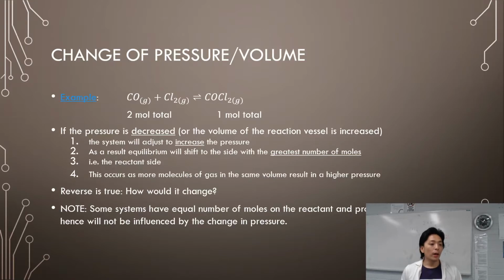Okay, i.e., in this case, the reactant side. This occurs as the molecules of gas in the same volume result in higher pressure. Because you decrease the pressure as you opened up more room for them, more molecules want to occupy the room that's empty in order to increase the pressure again, because that's the counteracting of what you did as an external change.